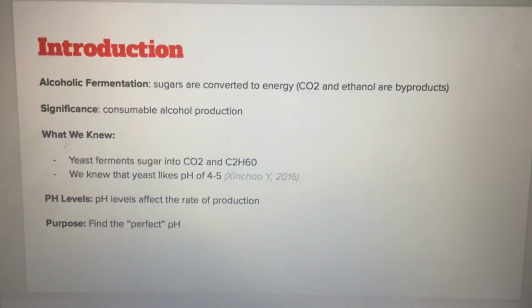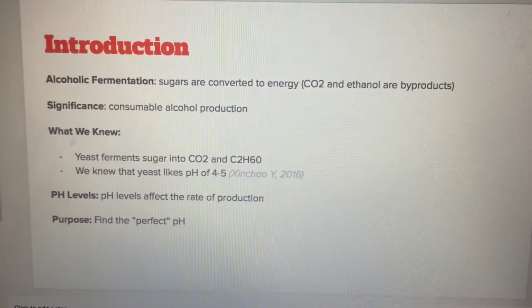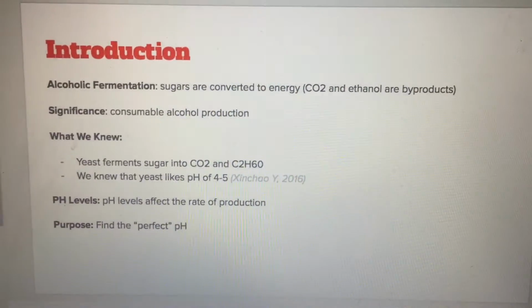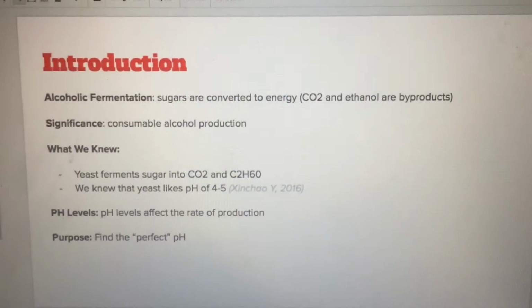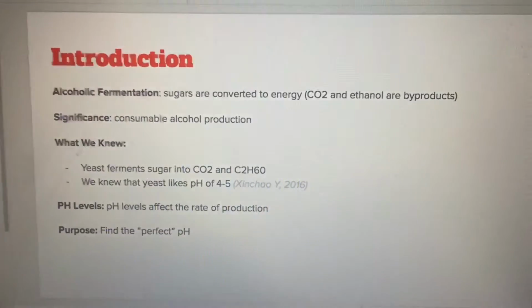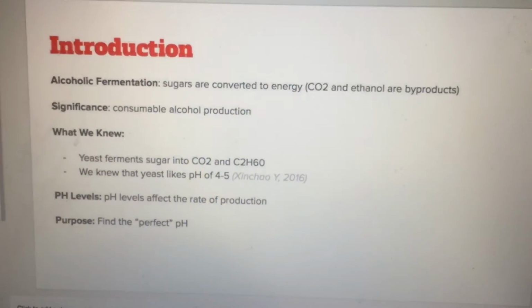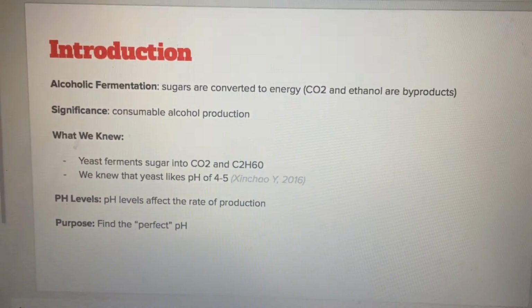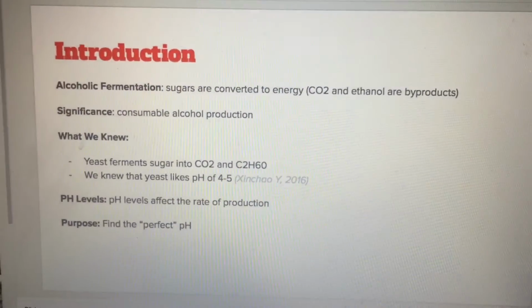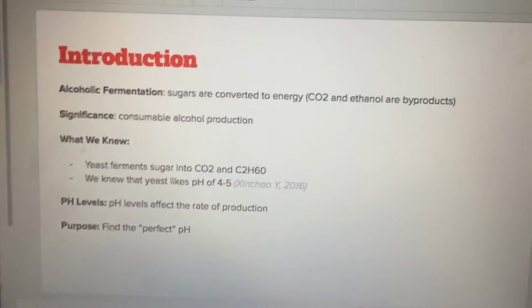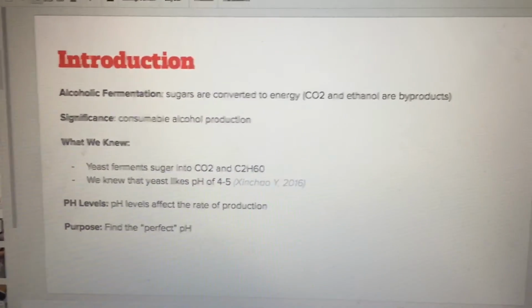So for our experiment, we decided to mess with alcoholic fermentation. Alcoholic fermentation is a biological process that occurs often in nature, and it is simply a process where sugars are converted into chemical energy, and CO2 and ethanol are byproducts. So this is the process that is used to make a lot of consumable alcohol that humans drink. And that is the significance of this experiment.